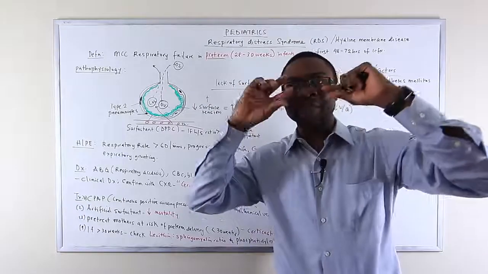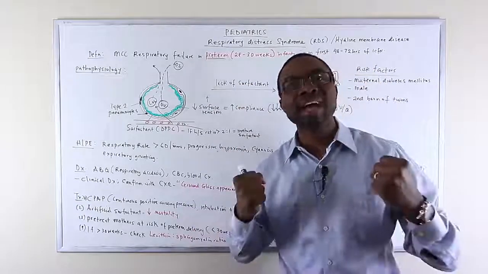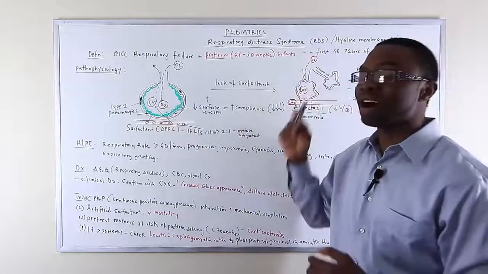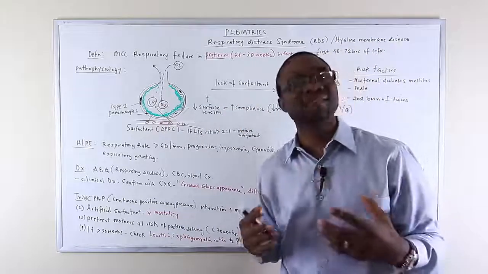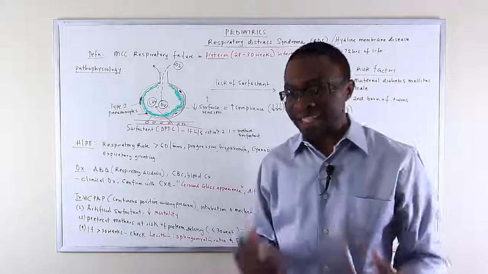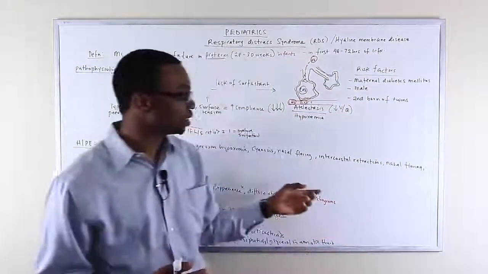Like their nose is kind of flaring up because they are working extremely hard to pop open these collapsed alveoli. They're really working hard, but they can't. Remember, babies are very small. Also, they're going to have intercostal retraction. This is what happens to babies when they are in respiratory distress, okay?